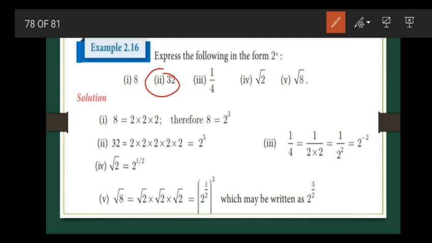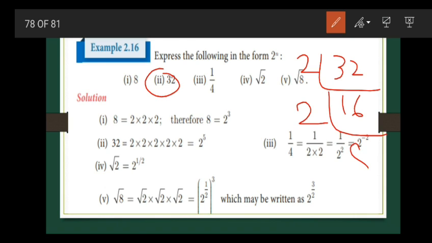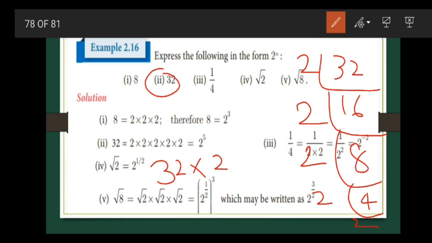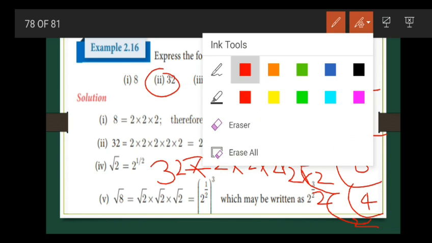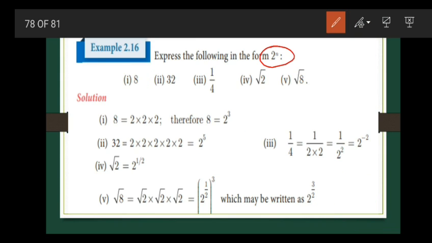Now take second one, 32. So factorize 32. When you do with 2, we will get 16. Then again with 2, you will get 8. Again with 2, we will get 4. 2, 2. Okay, so 32 is equal to 2 into 2 into 2 into 2 into 2. So 5 times. 1, 2, 3, 4, 5. Right? 5 times. So 32 is equal to 2 to the power 5. What they are asking, we have to write everything in the form 2 power n. Right? So 32 is equal to 2 power 5.